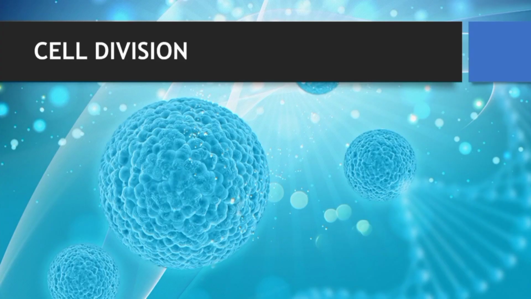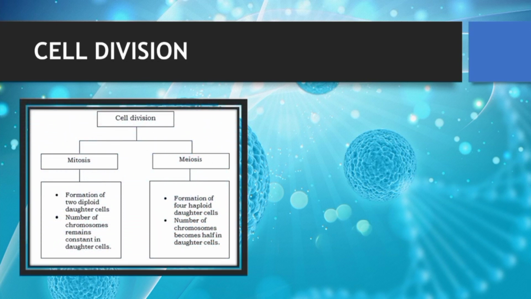Okay, so let's talk about cell division. When we say cell division, basically it means a cell divides. But remember that there are several types of cells found in our body. So the two groups of cells in the body are the body cells or somatic cells, and we have the sex cells or the gametes.